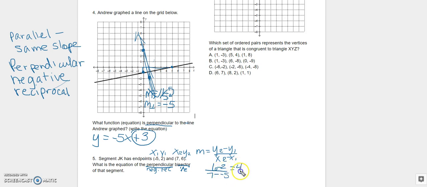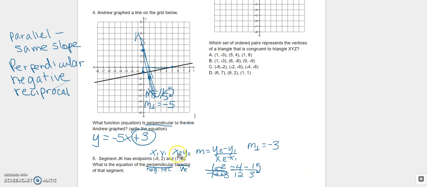6 minus 2 is 4. I have a double negative here that's going to change to a positive. That's going to be 12. And that reduces down to 1/3. Now the fact that I know it's perpendicular means my perpendicular slope is going to be the flip and opposite of that. So my perpendicular slope is going to be negative 3.